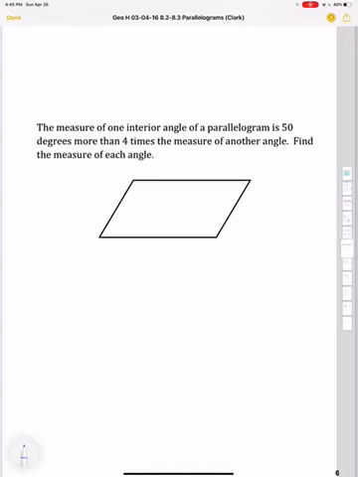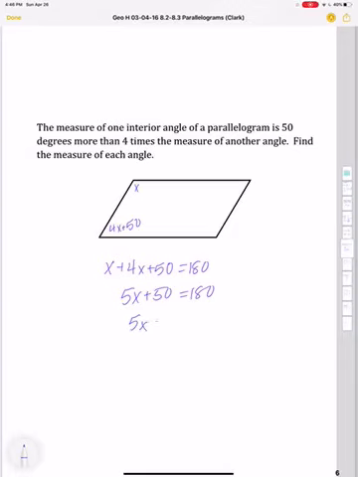Okay, so the measure of one, and it doesn't really matter which one we do, is 50 degrees more than 4 times the measure of the other one. So if this is x, that's 50 plus 4x. Then we know that these two added together should equal 180. So 5x plus 50 equals 180.